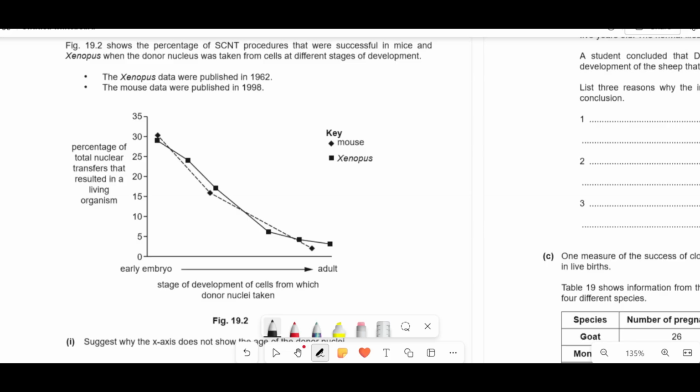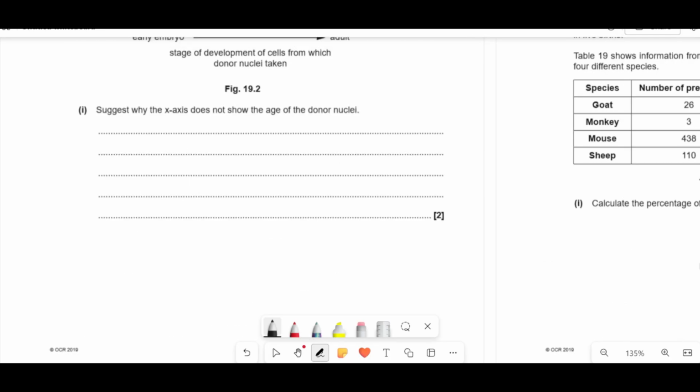So if we compare one by one, as you get older, the percentage that actually result in an actual living thing seems to drop across the board quite straightforwardly, whereas in xenopus, it's lower than mice, then it supersedes mice, and then it starts to go back down again. Fine. Suggest why the x-axis doesn't show the age of the donor nuclei.